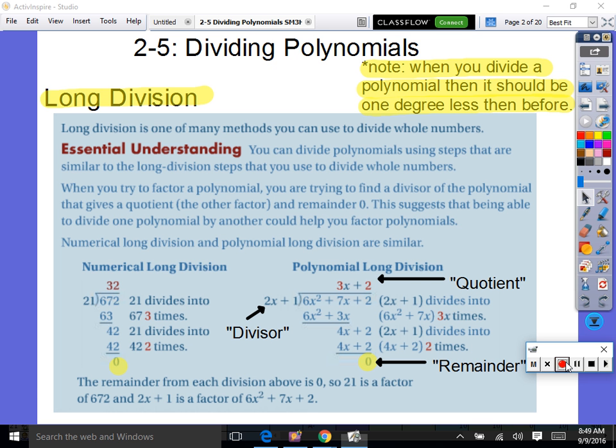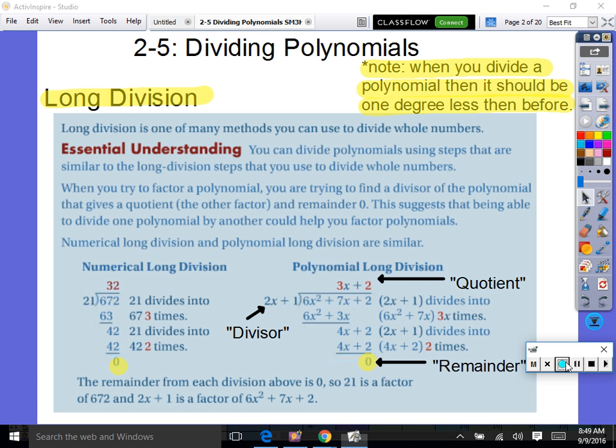One thing I do want you to know: if you take 672 and divide it by 21, and there's a remainder of 0, then 21 and 32 are factors of 672. Factors mean what multiply to be it, correct, everybody?